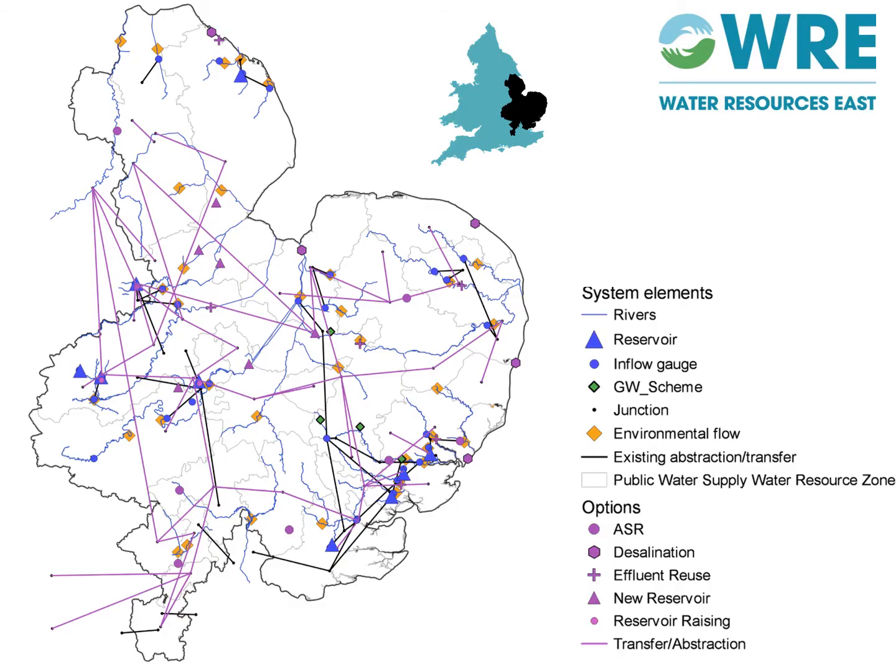WRE, this is what that looks like. This is not the most up-to-date view of the simulator, but this gives you a good flavor of the spatial scale, the complexity, the type of options, and the way that they're aggregated. So this is the simulation behind WRE. Spatially it looks roughly like this.